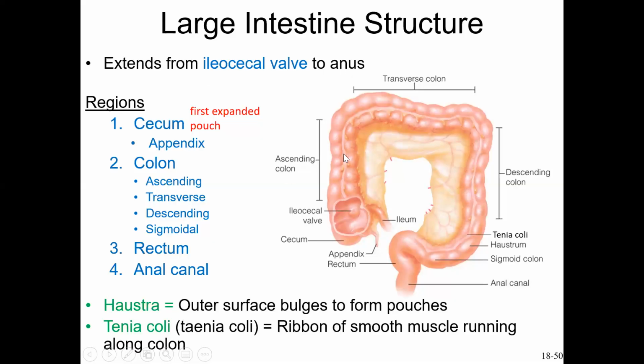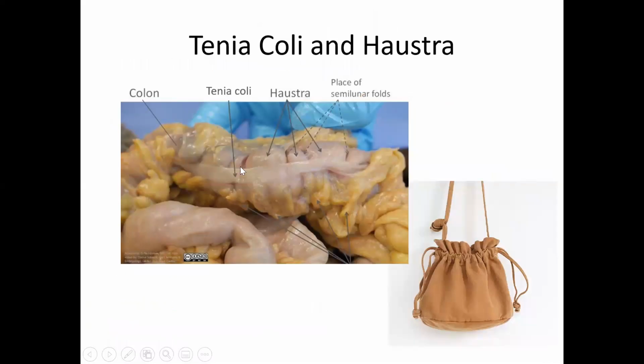So if you're looking at this picture, see this light structure in the middle? That would be the taeniae coli. What the taeniae coli does is pull, like a drawstring purse. If you pull on the string, it makes the rest of the intestine pouch around it. Those pouches that result are called haustra. So haustra are the pouches, and the taeniae coli is the ribbon of smooth muscle that creates those little pouches.